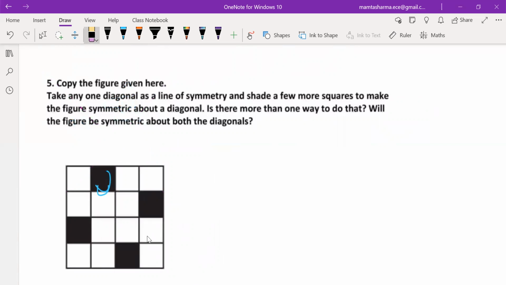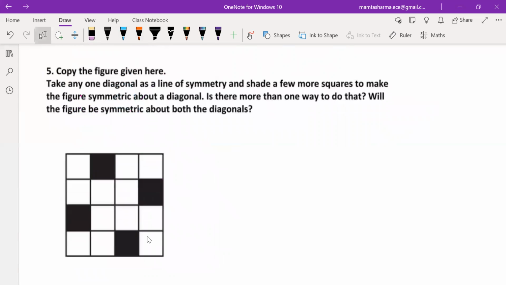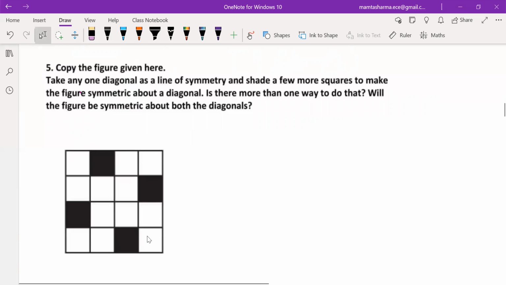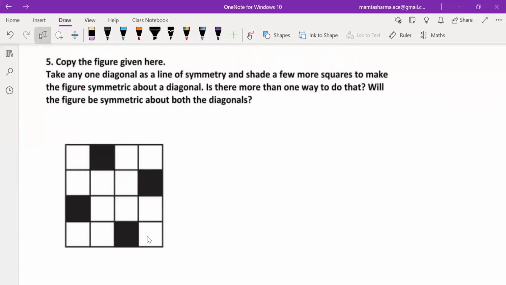Ma'am, take any one diagonal as a line of symmetry and shade a few more squares to make the figure symmetric about a diagonal. Is there more than one way to do that? Will the figure be symmetric about both diagonals or not? Okay. So first of all, tell me, how would you draw the diagonal of this square? The diagonal would be, ma'am, cross. One.